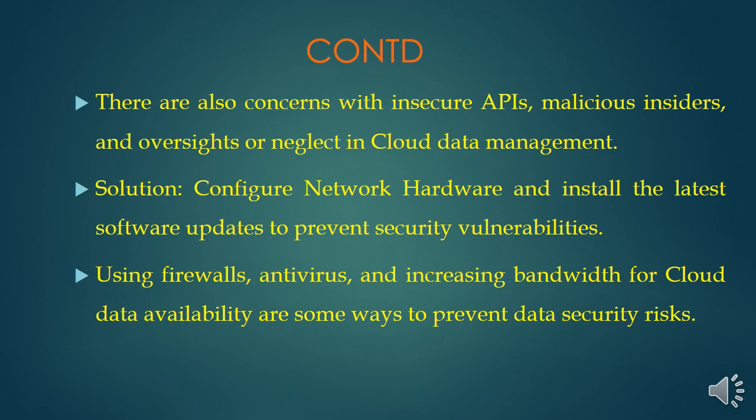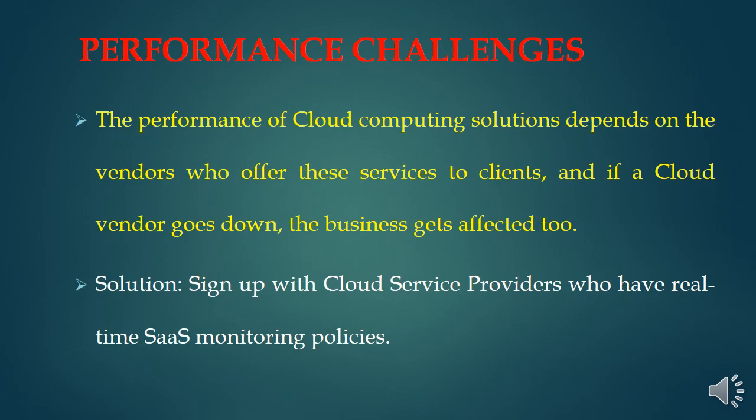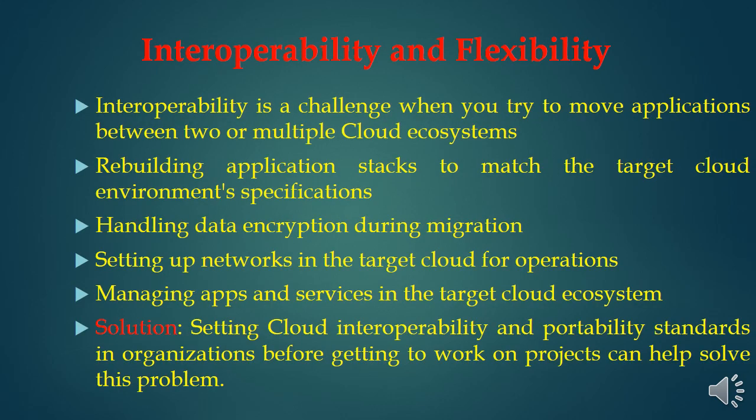The solution for this is you have to configure network hardware and install the latest software updates to prevent security vulnerabilities. So you can use firewalls, antivirus, and increase the bandwidth for cloud data availability to prevent data security risks. Performance challenges depend upon the vendors who offer these services to the client, and if a cloud vendor goes down, the business gets affected. Solution: sign up with a cloud service provider who has real-time SaaS monitoring policies.